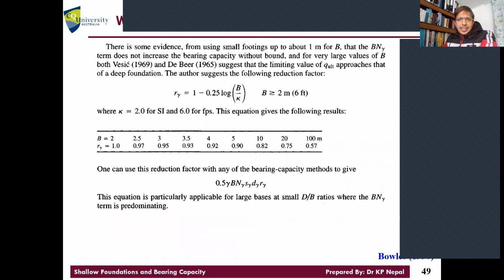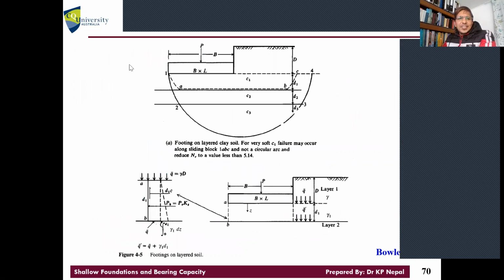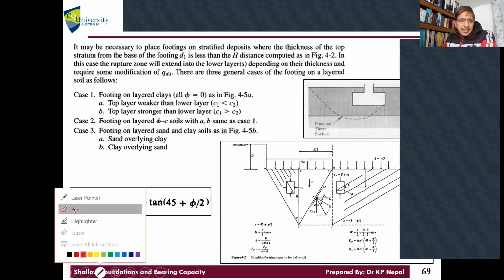Oh, so many slides, eh? Yeah, this one I was talking about, right? So, different layers is the thing we have to do, right? Can I use the pen?